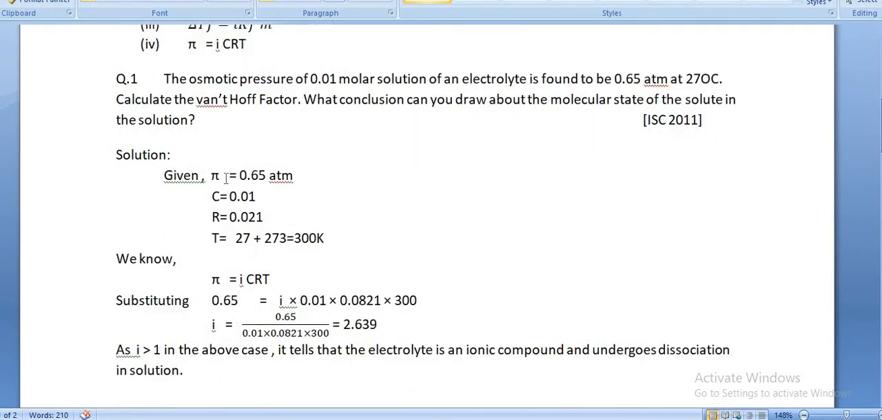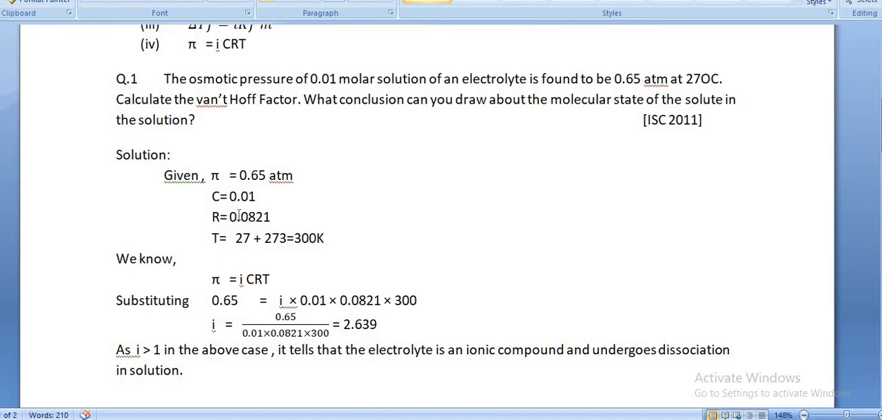So osmotic pressure is given, 0.65 atmosphere. The concentration is also given, 0.01 molar. The value for R is known to us, 0.0821. Now T is the temperature, which we have to express in Kelvin. 27 plus 273 will give you 300 Kelvin.